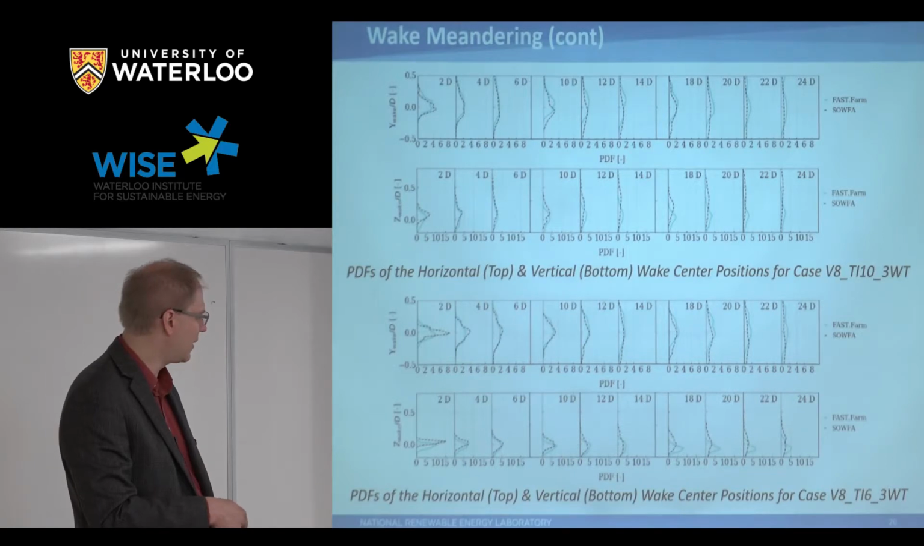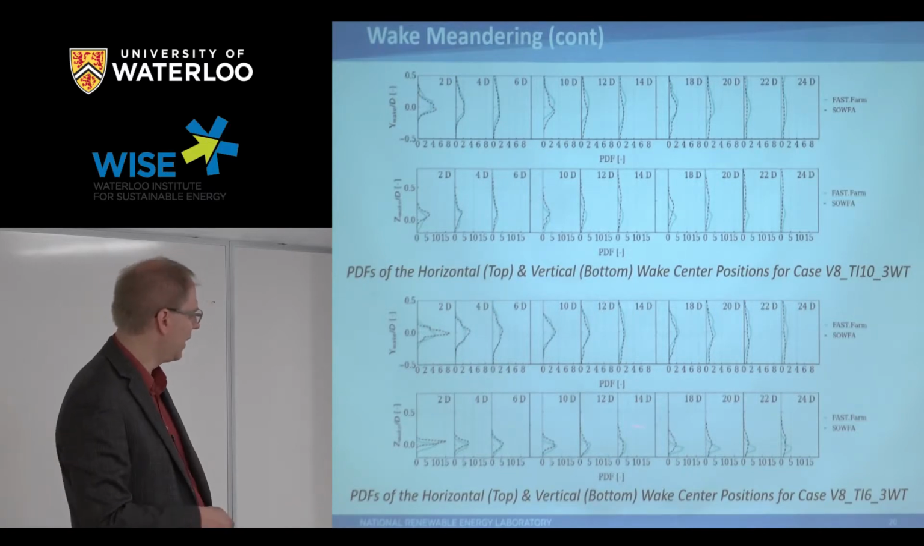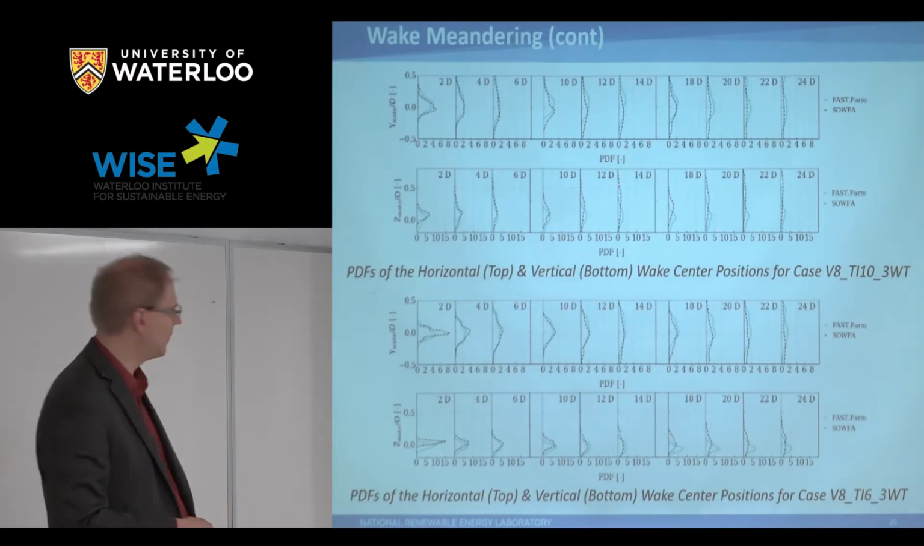There's a bit more differences here, and this is again because the actual wake breakdown driven turbulence tends to be fairly large relative to the ambient turbulence. So high TI tends to work quite well. The lower TI, we start getting differences.